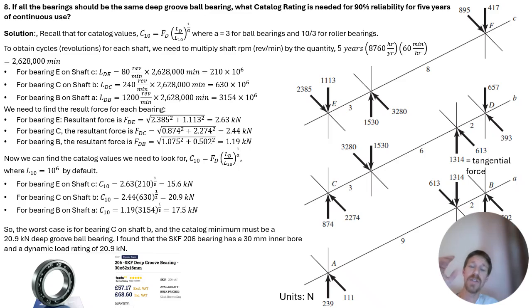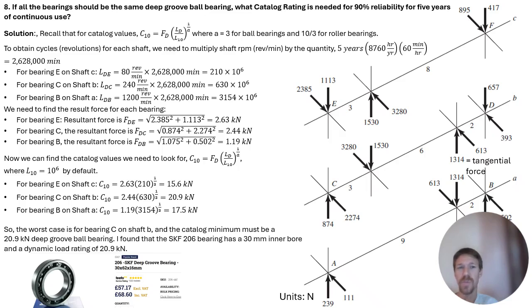The 10 to the 6th is handy to leave in there because the L10, the bottom of our fraction, is going to be 10 to the 6th. So I can just cancel the 10 to the 6th and take the remaining value times 1/3 power. Note that 1/3 is the cube root.